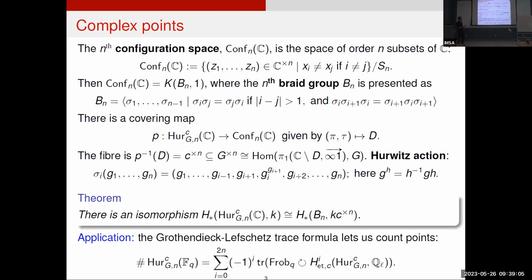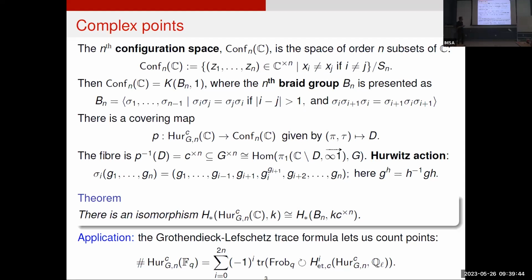The fiber is the following. How do I reconstruct the branch covering from the branch locus? I have to tell you what the covering map is. And I can classify covering maps, actual covering spaces, by homomorphisms out of the fundamental group to my deck group, G. But the fundamental group of C minus n points is a free group on n generators. So that's just G cross itself n times.